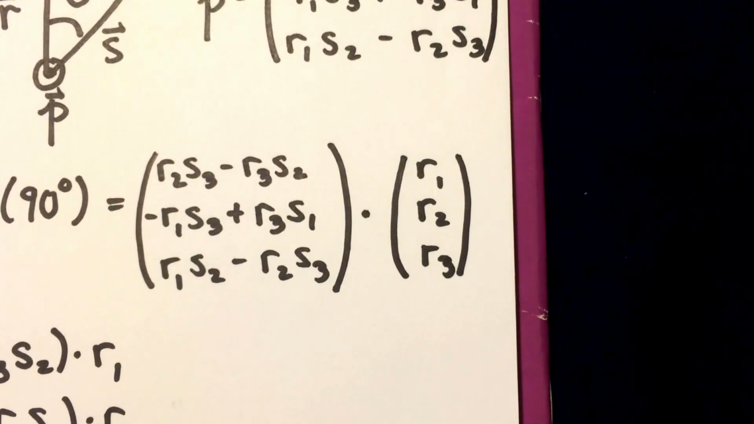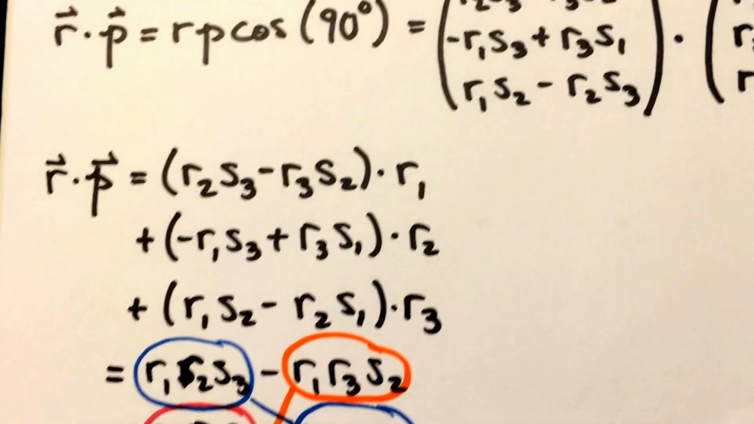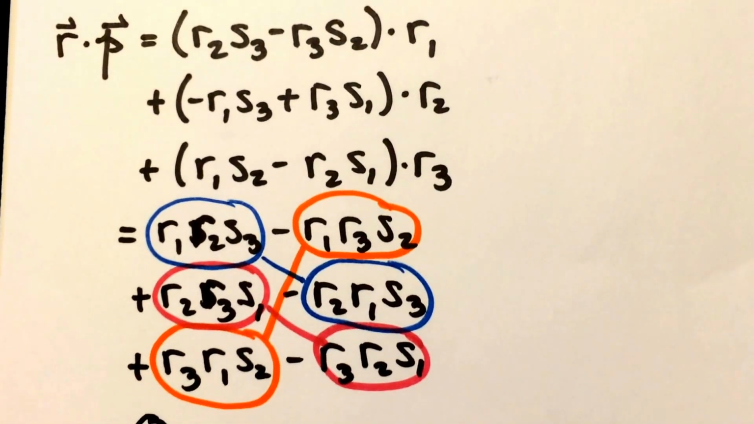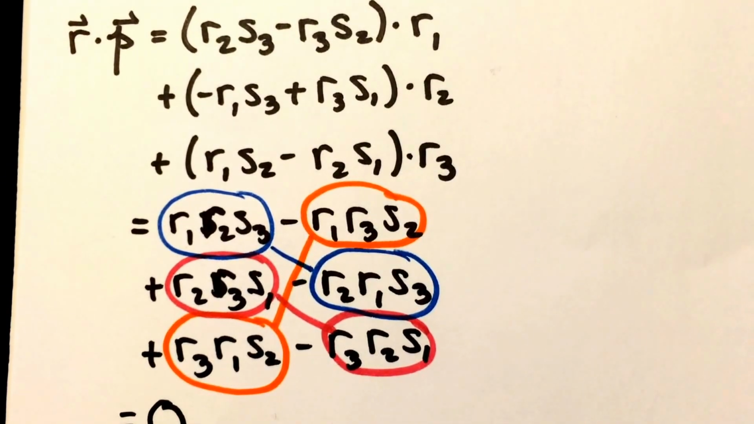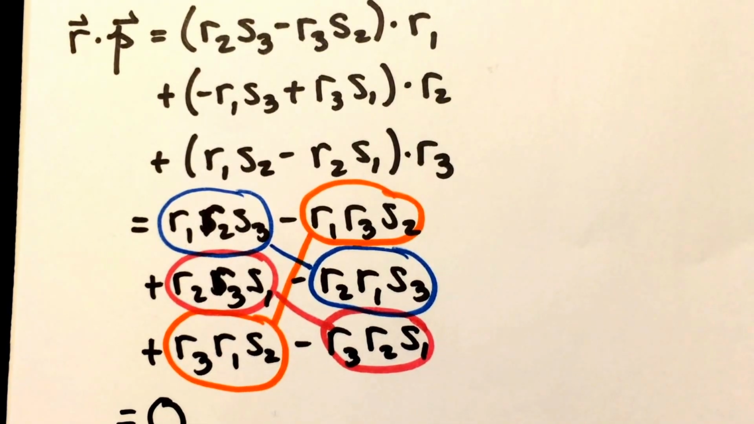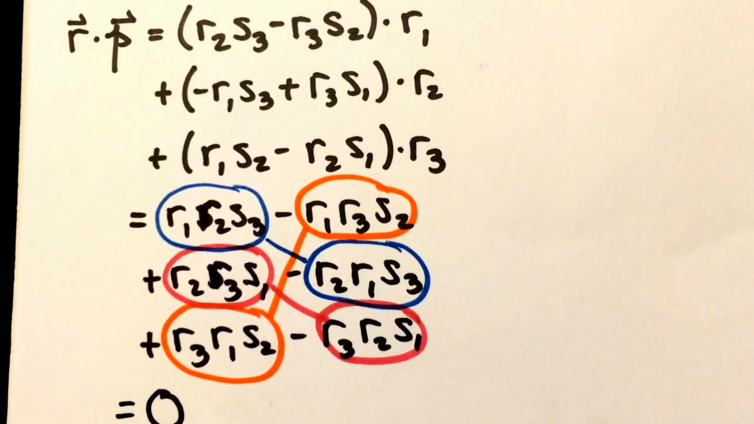And so if we calculate the dot product term by term, we get an expression that looks like this. If we distribute across the parentheses, what we find is that for each term with a positive sign, we get an equal and opposite term, and so R dotted into P works out to be exactly 0. S dotted into P would also be 0, but I'm not going to show it here.